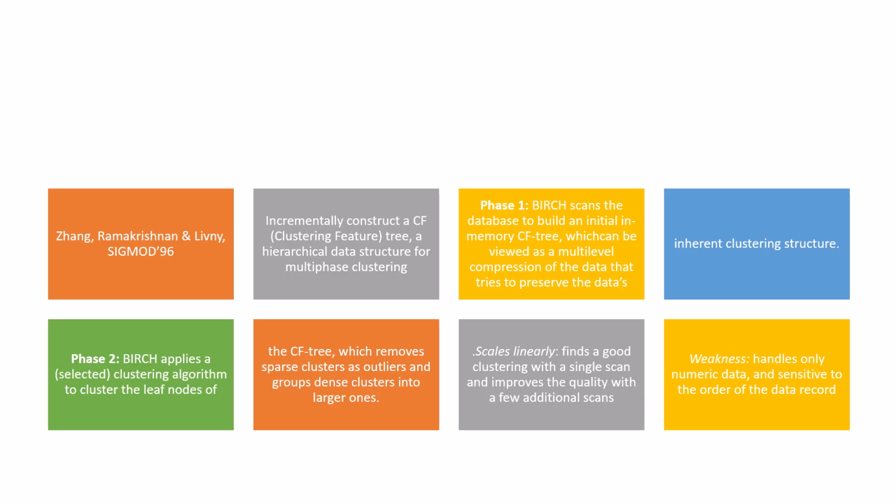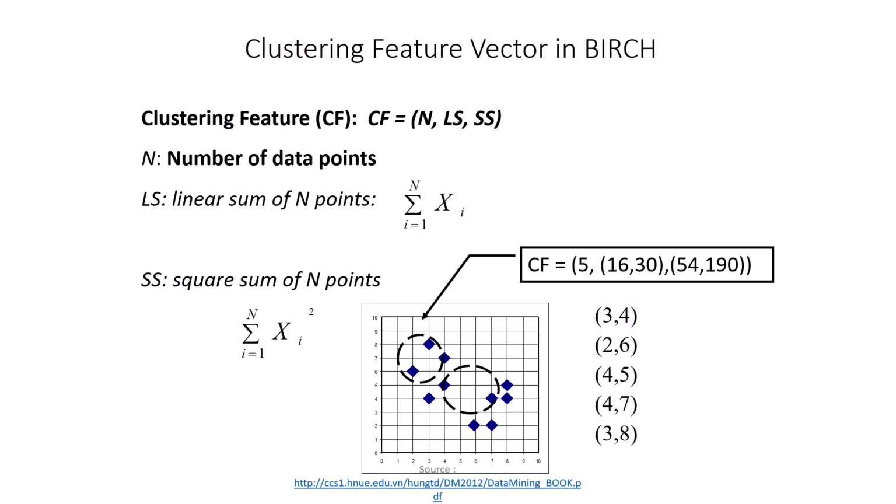It scales linearly, finds a good clustering with a single scan, and improves the quality with a few additional scans. Weakness of this algorithm: it handles only numeric data and is sensitive to the order of the data records.